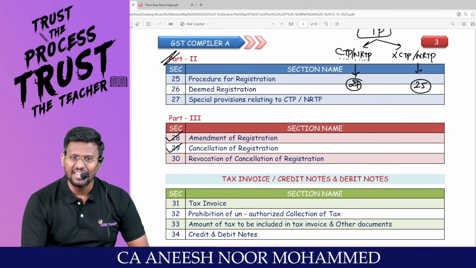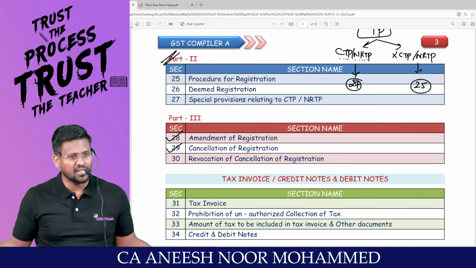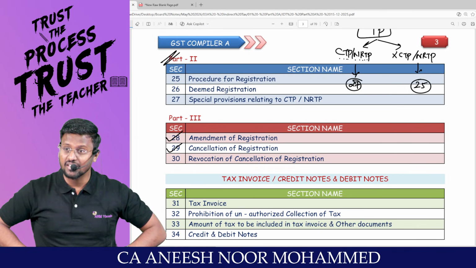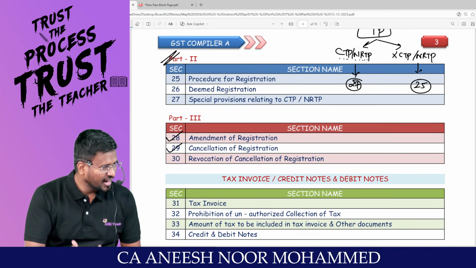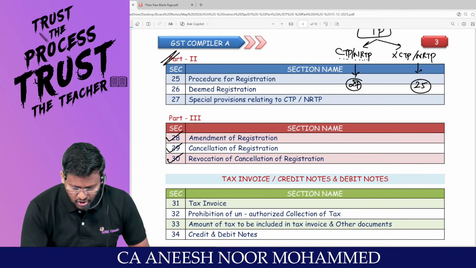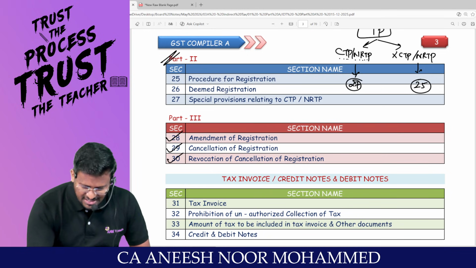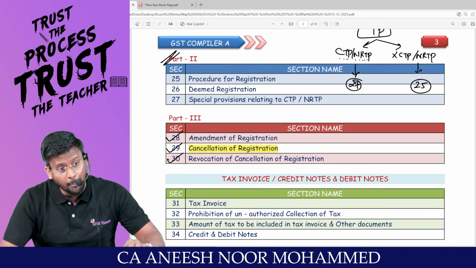Section 29 is the cancellation of registration. Sir, I have stopped the business at all. Or with God's grace, now I am resting in peace. Do you want registration? Sir, when you die, how can you conduct a business? Then you have to cancel the registration. My dear lovable students, this cancellation of registration will be done even by the proper officer also.